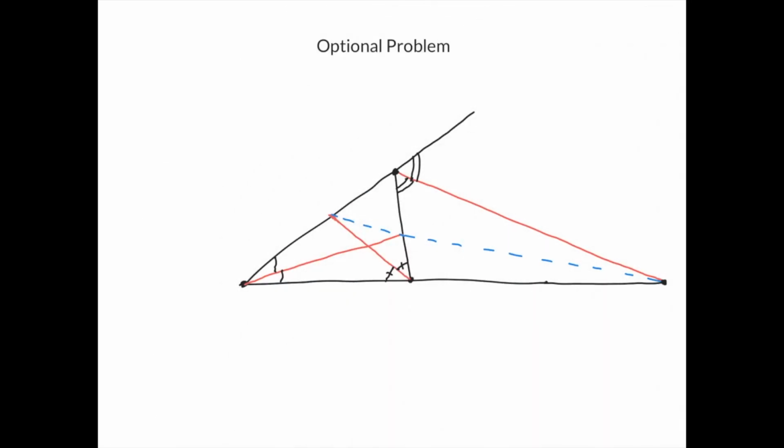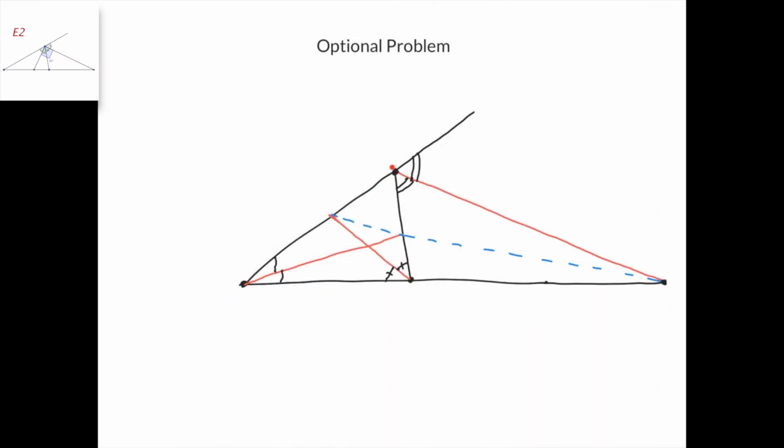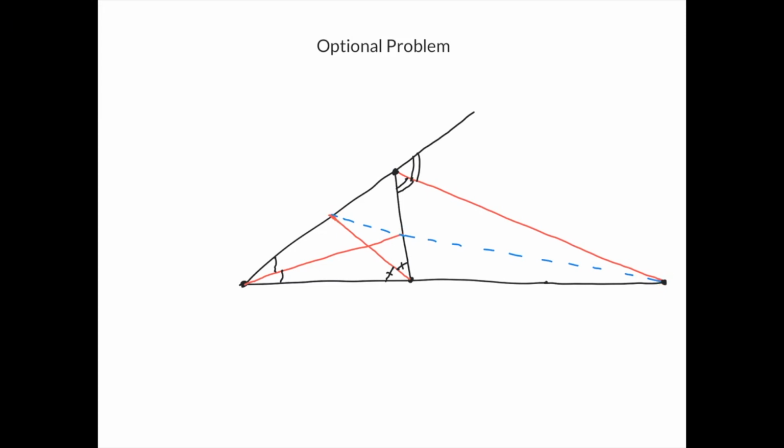Here's the optional problem. We have a triangle, and this here is the external angle bisector of this angle. This is the internal angle bisector of this angle, and this here is the internal angle bisector of this angle. They intersect the opposite sides of the triangle, respectively at this point, and this point. We need to prove that these 3 points lie on a straight line.